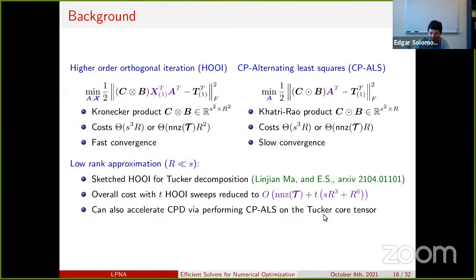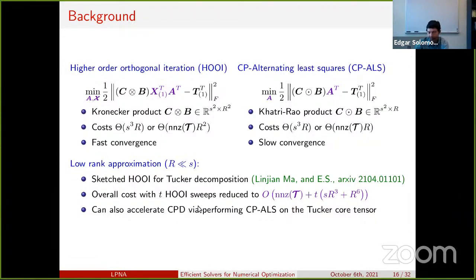But in fact, we'll see that with a large enough sample size, we can attain extremely high accuracy also with these randomized methods. And by accelerating HOI, we'll actually also get a method for performing a lower rank CP decomposition. And the way that can be done is that if you have a Tucker decomposition and you perform a CP decomposition of the core tensor, you actually recover a CP decomposition of the original tensor. And this works quite well. In the exact case, it's exact. In the approximate case, it gives you a very good approximation.